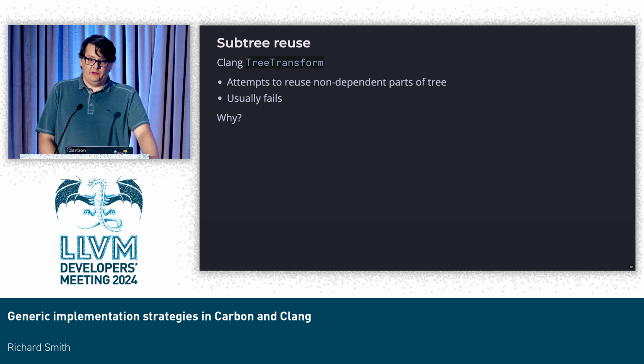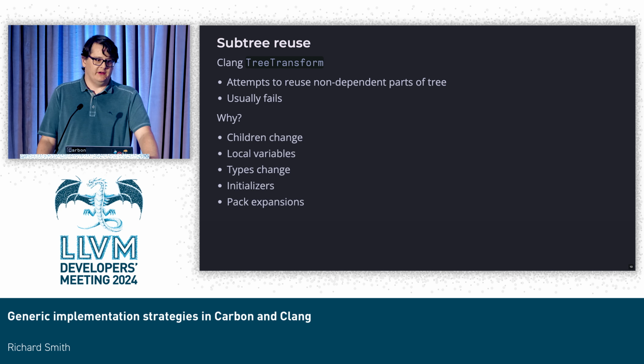So we try to reuse non-dependent portions of the tree, but this actually usually fails in Clang currently. And there are a few reasons for this. The biggest one is that if you rebuild a node, then the parent of that node must also be rebuilt because it contains a pointer to the child. But another one is that whenever you have a local variable, the local variable has a pointer to its parent, which in this case would be a function. And because you have a new function, that means you need a new local variable to have that different pointer in it. And so that means that anything that touches a local variable is always rebuilt. And that's why in this case we didn't see almost anything being reused.